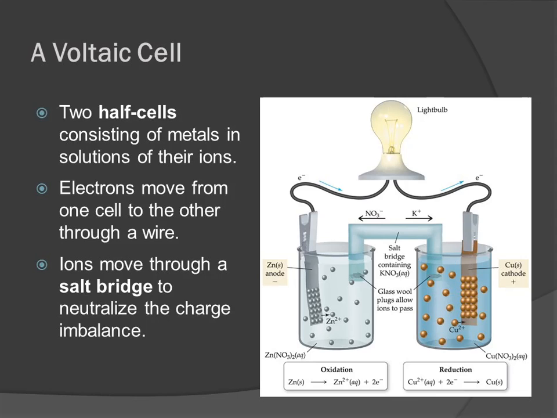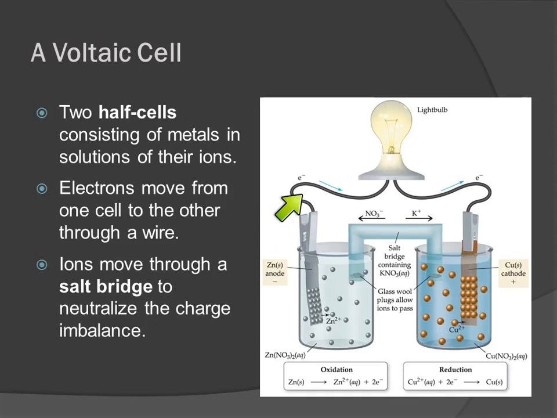These strips of metal are connected by a wire that's going through a light bulb so that we can see when something happens, and the beakers are also connected by a salt bridge. So zinc metal is more active than copper, and so zinc will become oxidized, it will give up 2 electrons, and the copper will accept the 2 electrons. So the electrons can't jump across, but they can go through the wire.